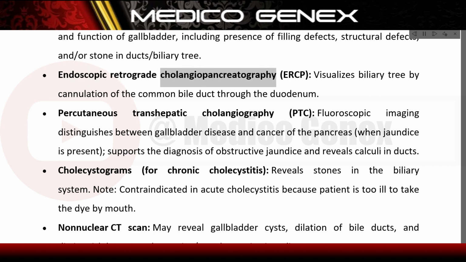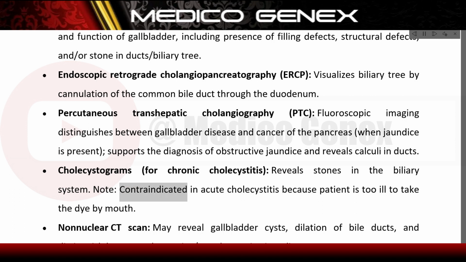Endoscopic retrograde cholangiopancreatography, ERCP, visualizes the biliary tree by cannulation of the common bile duct through the duodenum. Percutaneous transhepatic cholangiography, PTC, fluoroscopic imaging distinguishes between gallbladder disease and cancer of the pancreas, when jaundice is present, supports the diagnosis of obstructive jaundice and reveals calculi in ducts. Cholecystograms for chronic cholecystitis reveal stones in the biliary system.